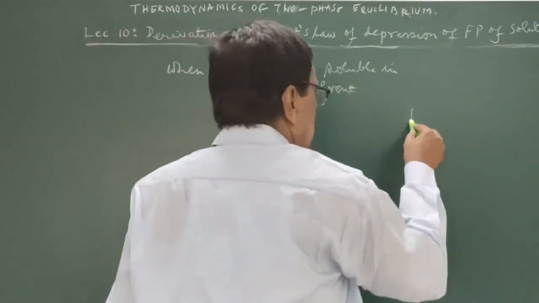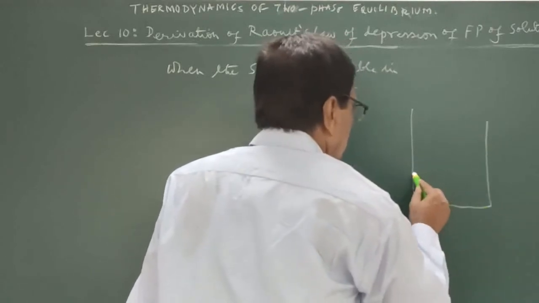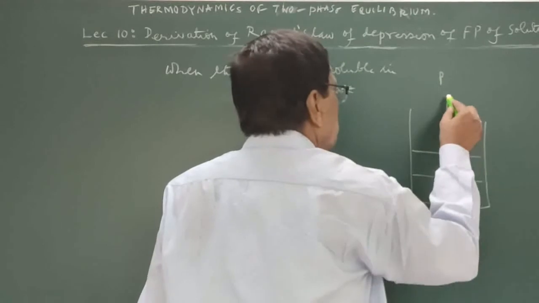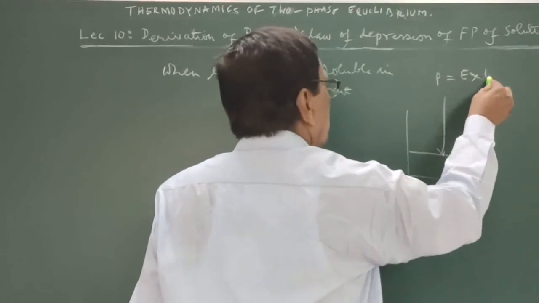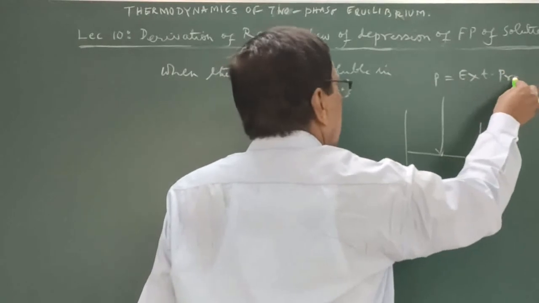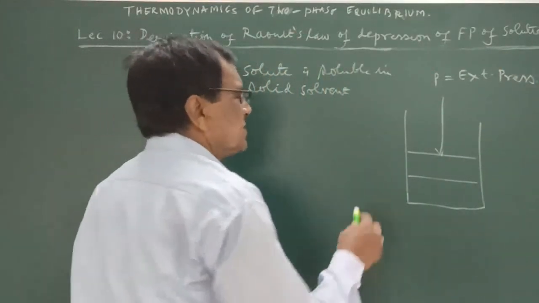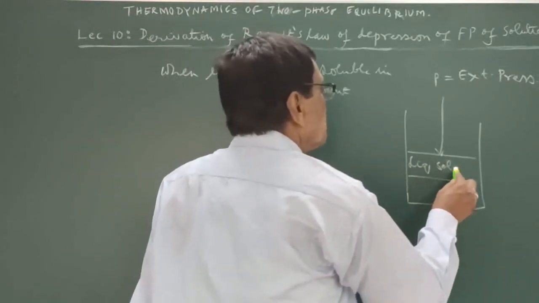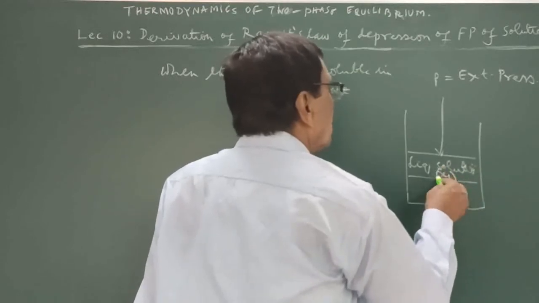In this case, you can see here, this is the piston P. Piston P is equal to the external pressure, and the system contains this liquid solution, of mole fraction X1.